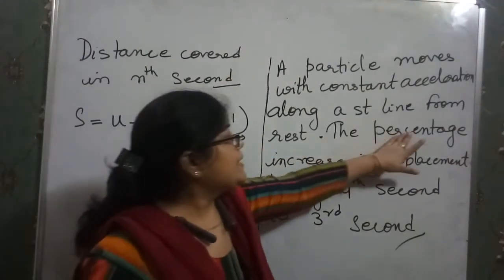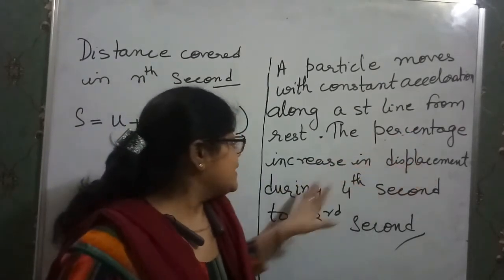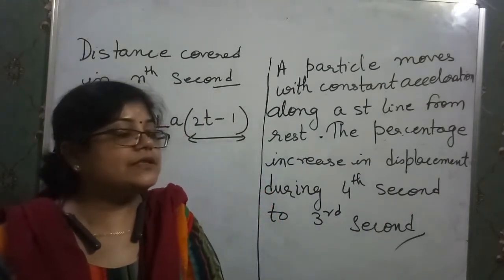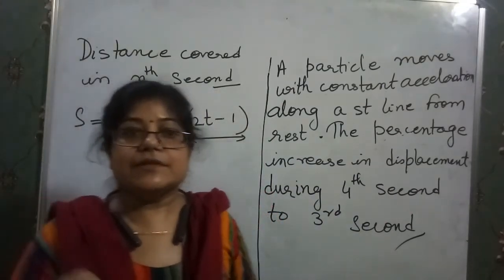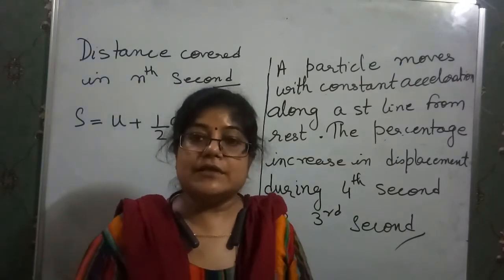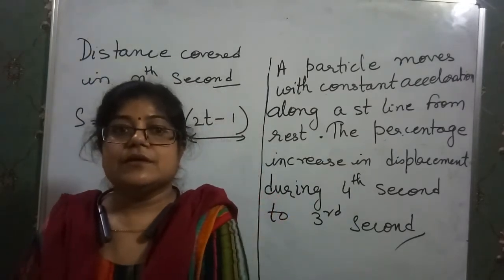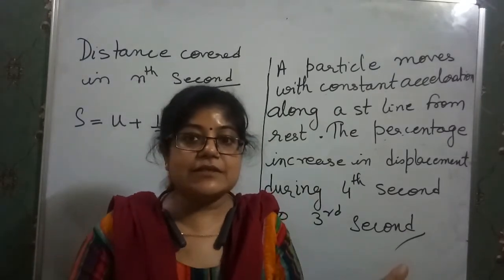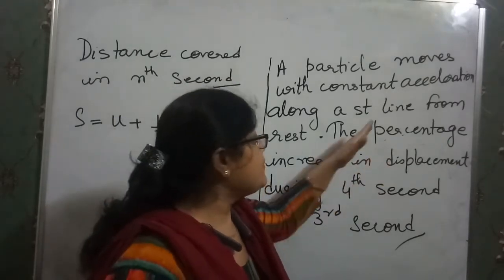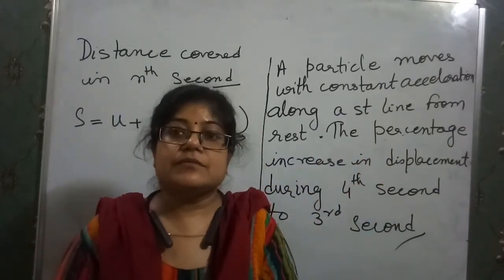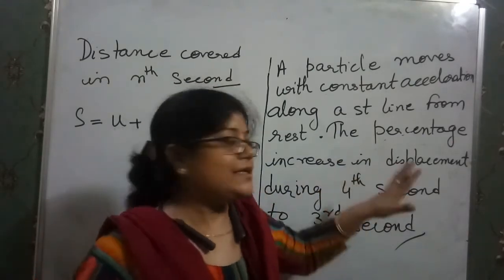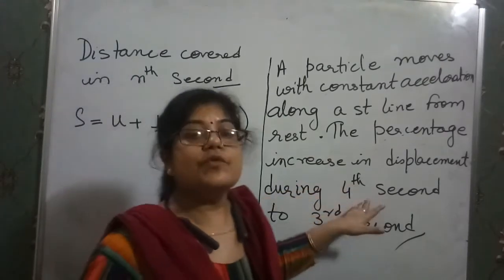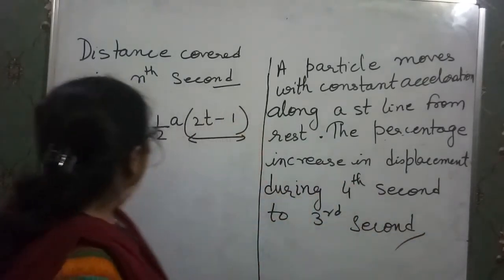We have to find the percentage increase in displacement during the 4th second compared to the 3rd second. That means a particle covers a distance in the 3rd second, then the particle covers a distance in the 4th second. We have to find the change in the distance, and after that we also have to find the percentage increase in that displacement. Two things are there. Firstly, I find the distance covered in the 3rd second and the distance covered in the 4th second. Okay? Okay, now we start.